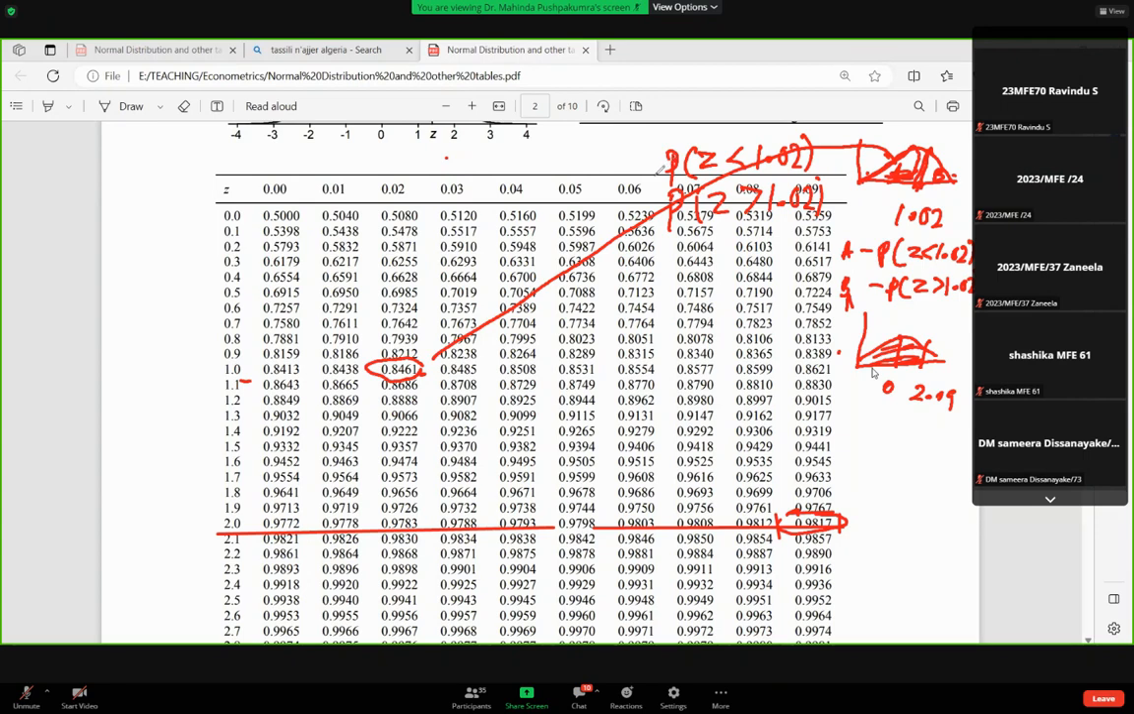Probability of B? 1 minus 0.8461. Yes, 1 minus 0.8461 is the answer.